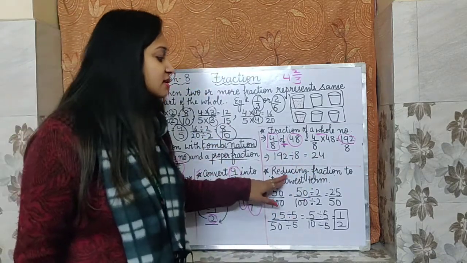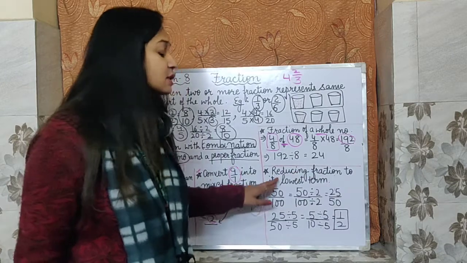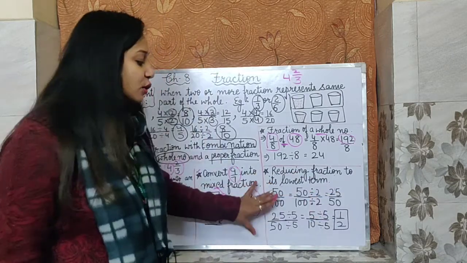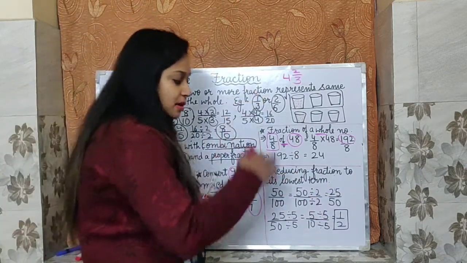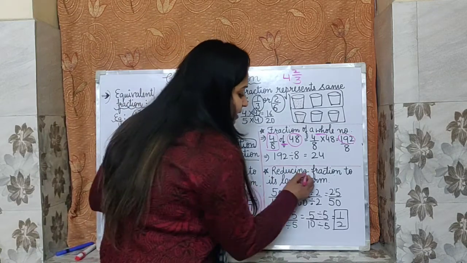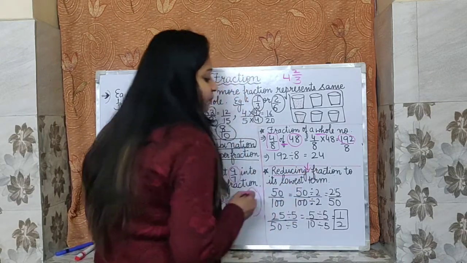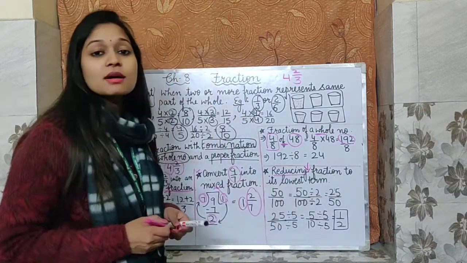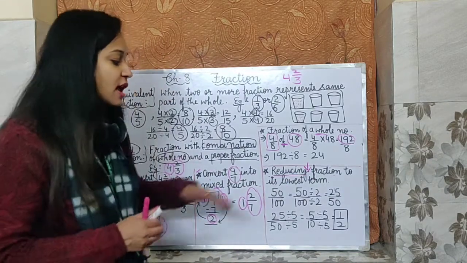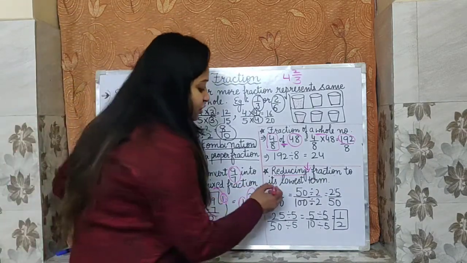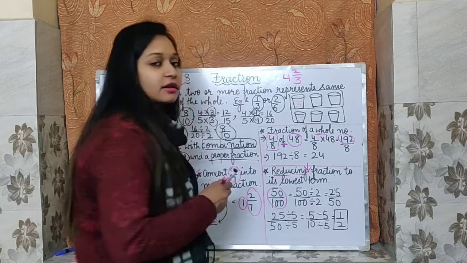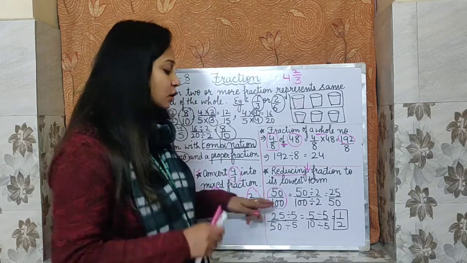Your last topic is reducing fraction to its lowest term. I want to reduce. Reduce means कम करना. Decrease करना. Reducing means decrease करना. Fraction to its lowest term. सबसे छोटी term में उसे हमें लेके आना है. Our question here is 50 upon 100. How I can reduce it in lowest term?